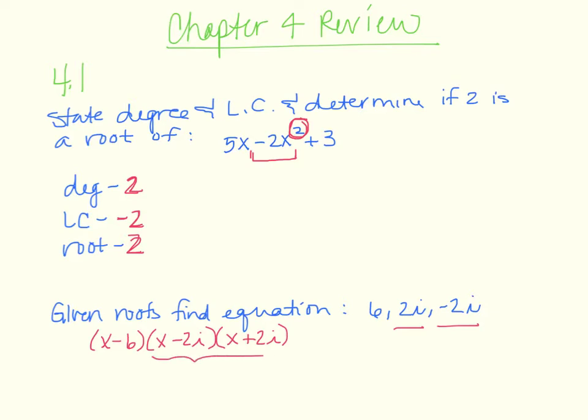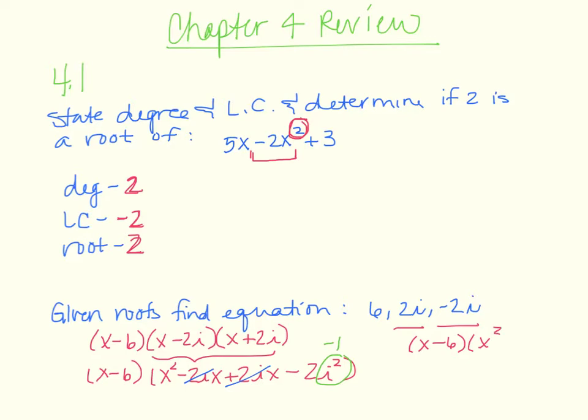So first I'm going to FOIL the 2 that have imaginary roots. I'm going to carry down this x minus 6. This is going to be x squared minus 2ix plus 2ix minus 2i squared. Our 2ix terms will cancel. Recall that i squared is negative 1. So this is really x minus 6 times x squared plus 2. Because negative 1 times negative 2 is going to give me positive 2.